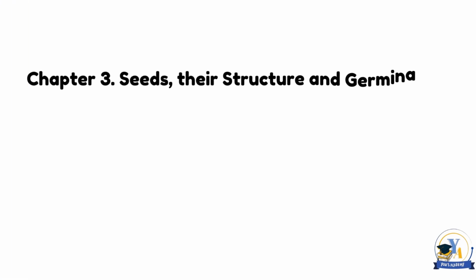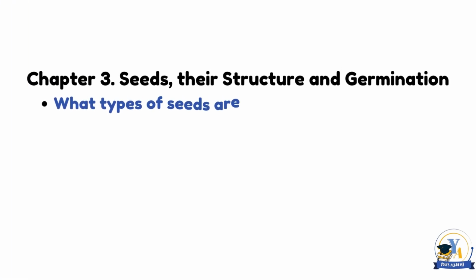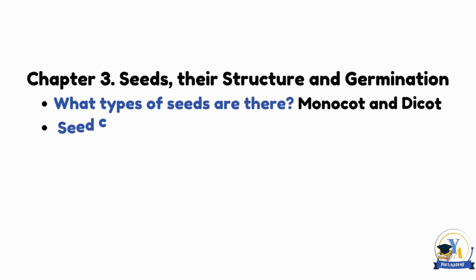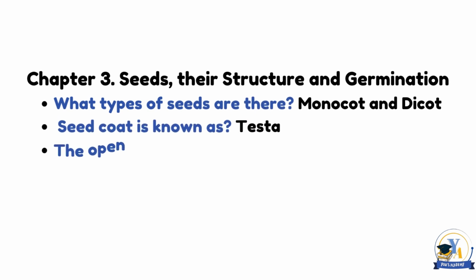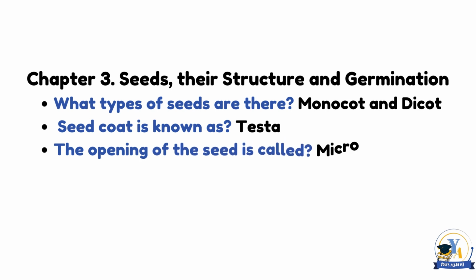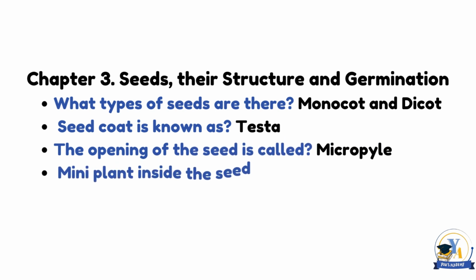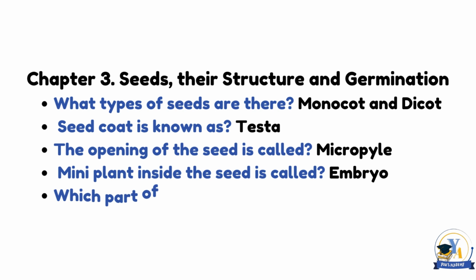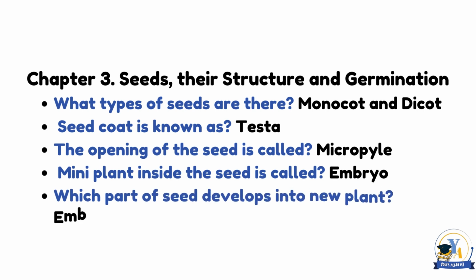Chapter 3. Seeds, their structure and germination. What types of seeds are there? Monocot and dicot. Seed coat is known as testa. The opening of the seed is called micropyle. The mini plant inside the seed is called embryo. Which part of seed develops into a new plant? Embryo.